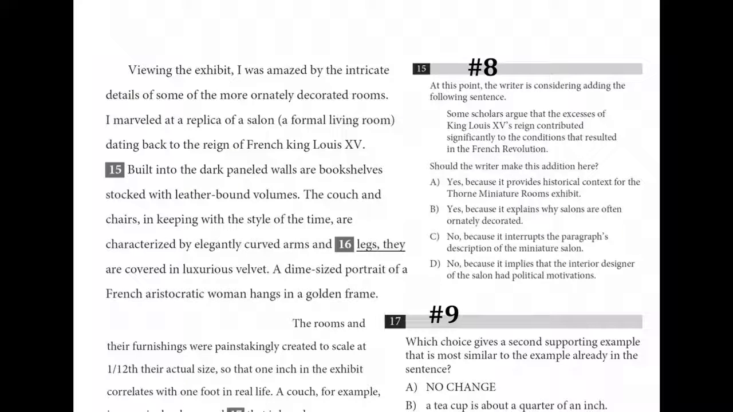Number 15. At this point, the writer is considering adding the following sentence. Some scholars argue that the excesses of King Louis XV's reign contributed significantly to the conditions that resulted in the French Revolution. Should the writer make this addition here? C. No, because it interrupts the paragraph's description of the miniature salon. An analysis of the consequences of King Louis XV's reign is irrelevant to the paragraph.